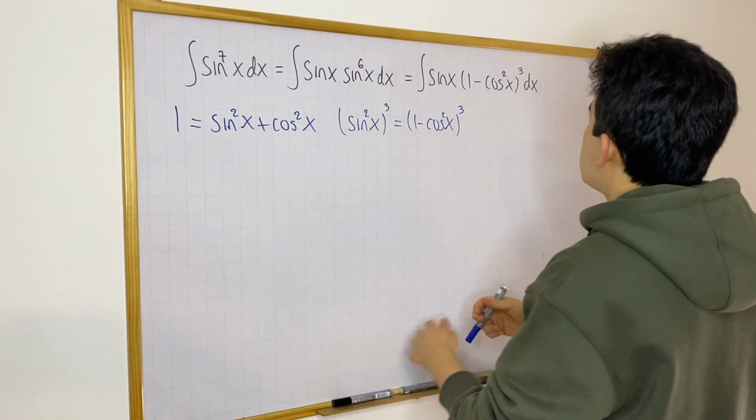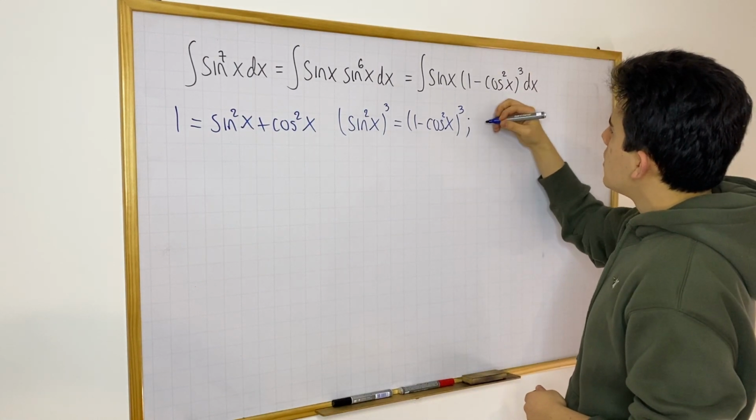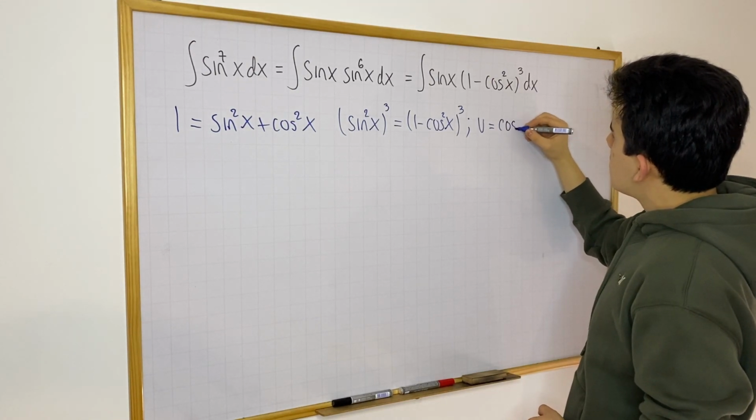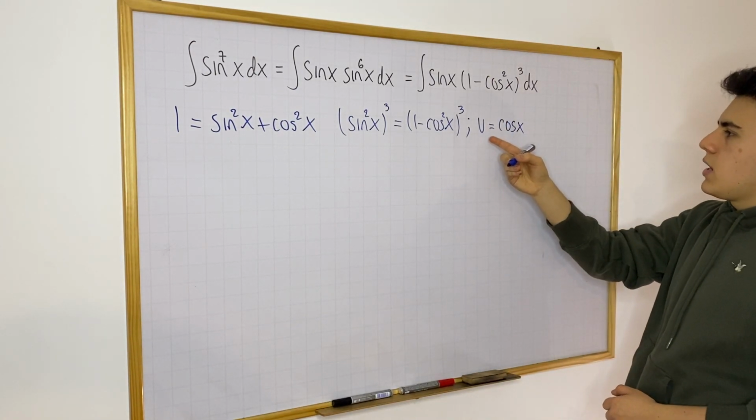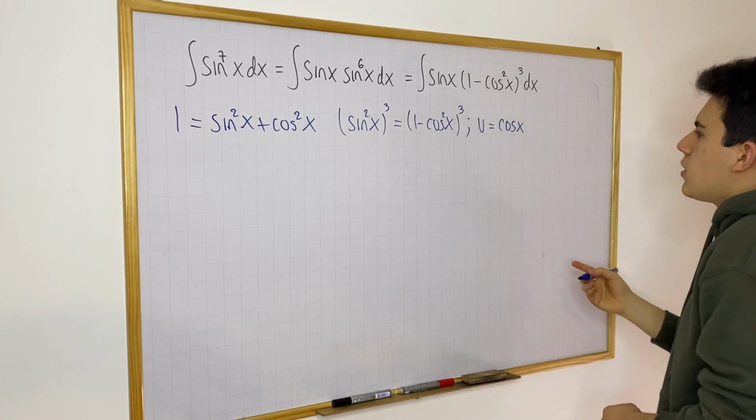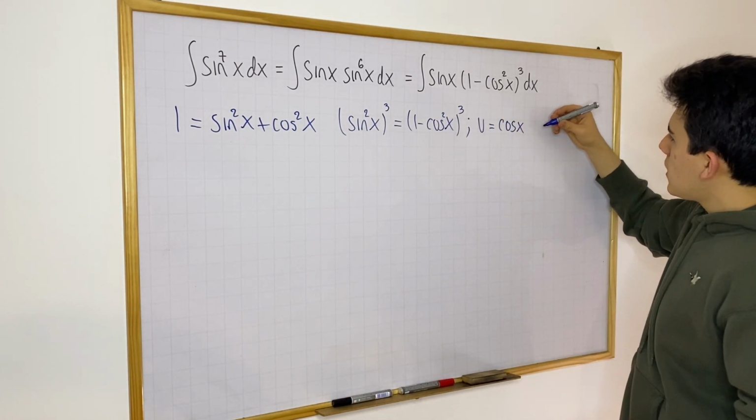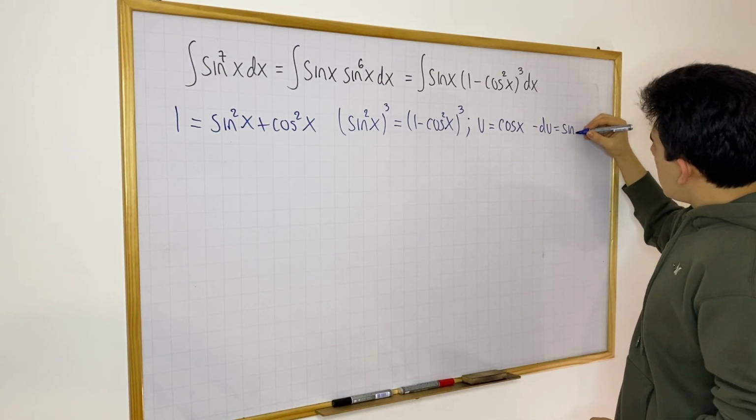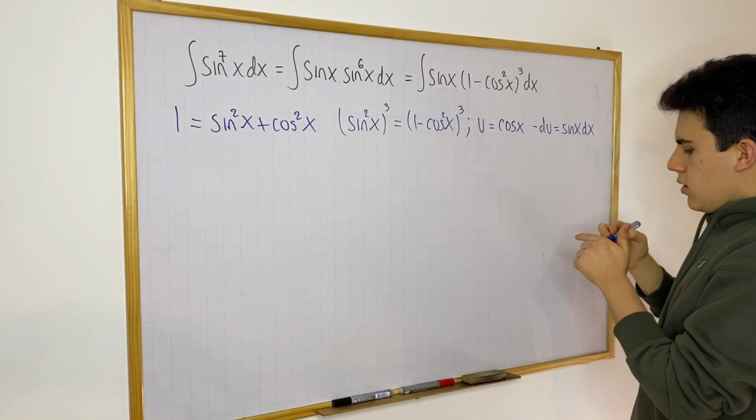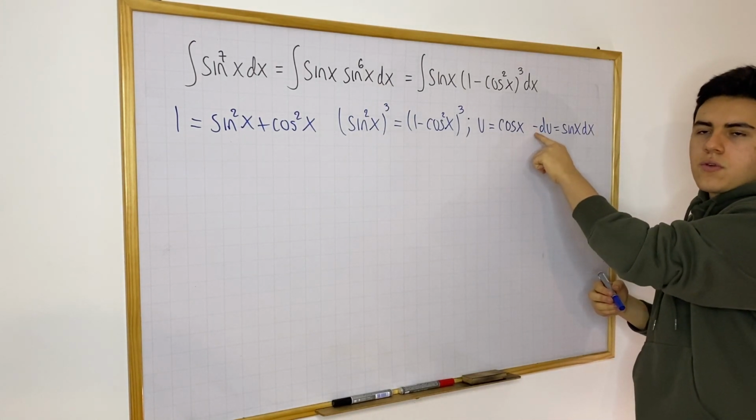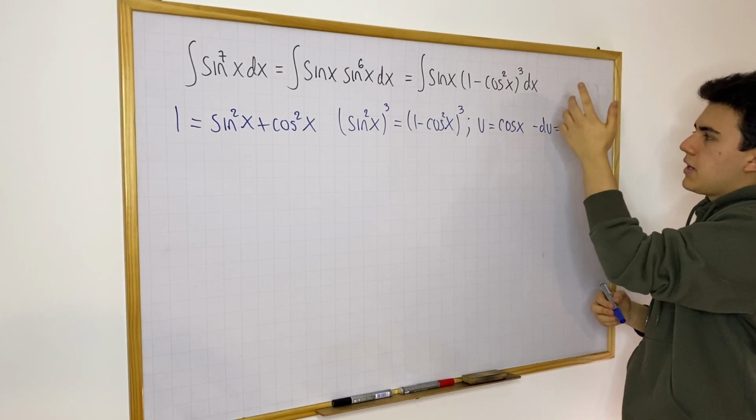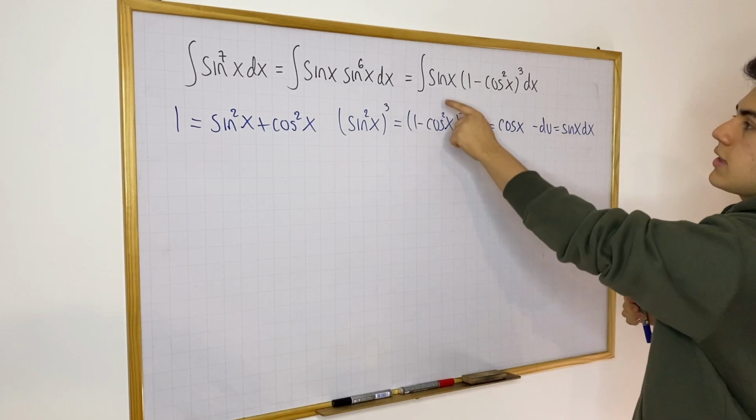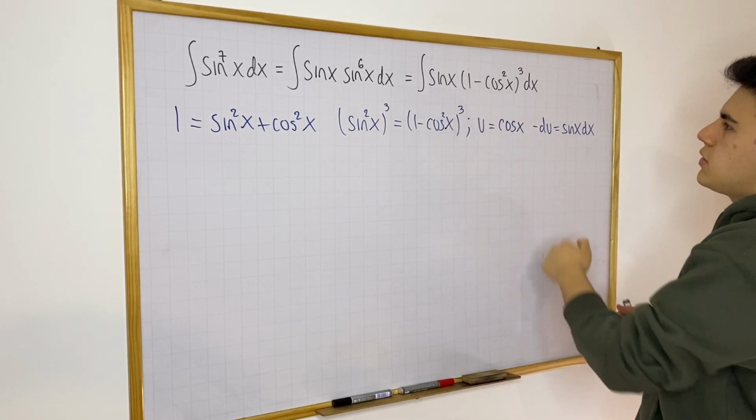I'm going to let u be equal to cosine x. That way I just simply need to write u squared to get rid of this cosine squared. And that means that if du is equal to the derivative of cosine x, then minus du will be equal to sine x dx. Remember, cosine gives you a negative in front of its derivative sine x. So you can just move this negative to the other side, and you get that sine x times dx will be equal to minus du.